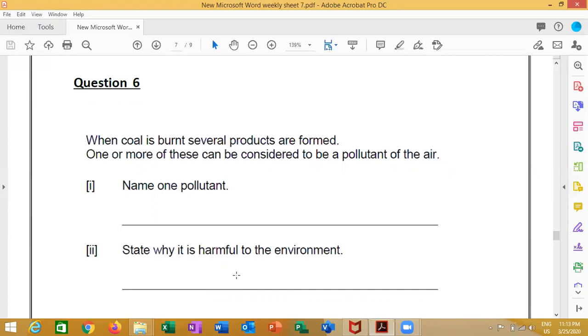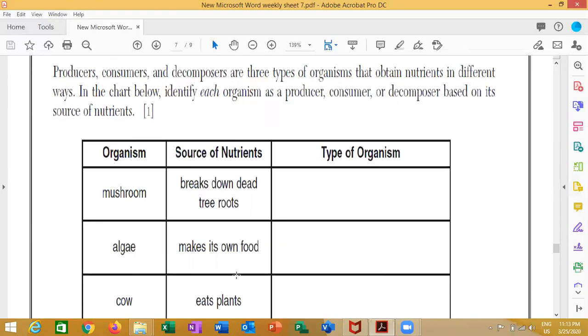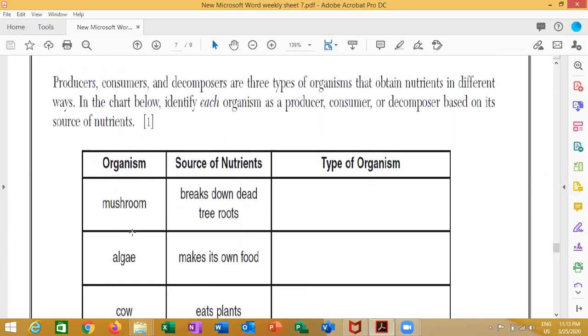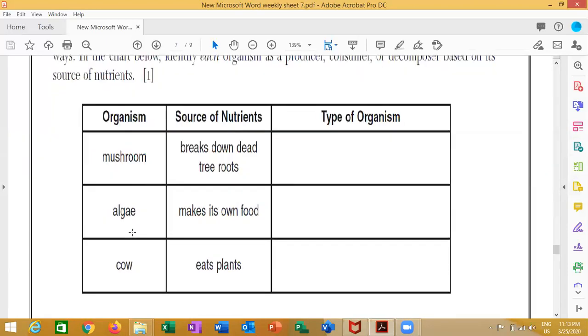Okay. Next one, according to the type of food or source of nutrients, you should mention if these living organisms here are producer or consumer or decomposers according to the source of nutrients here. So the mushroom here, he mentioned that it breaks down dead tree roots. So from the keyword breakdown, you should write here decomposer. Here, the next one, it makes its own food, so it will be producer. The cow here that eats plants, we should mention that it is consumer.